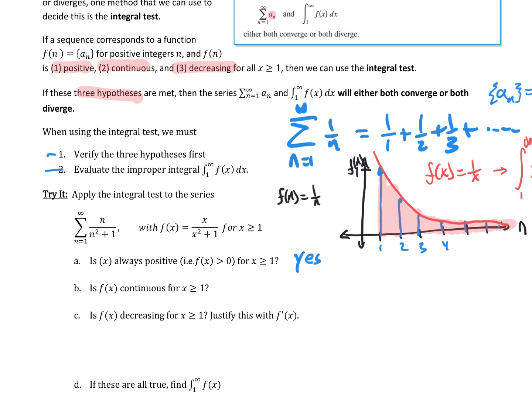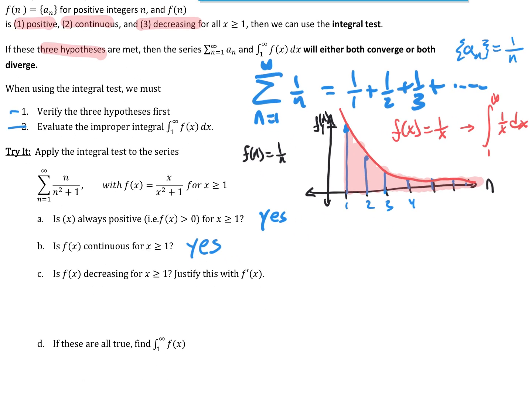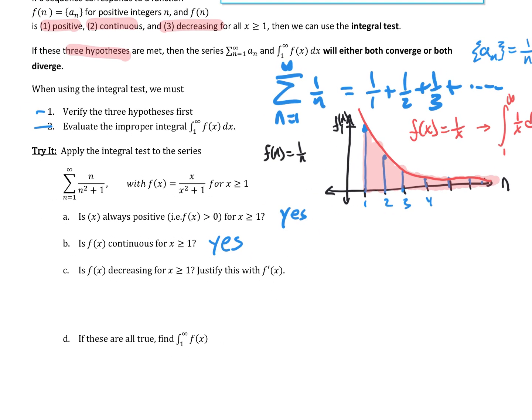Is it continuous for all values greater than 1? Well, is there any value that will make the denominator 0? No, there is no value. So yes, it will be continuous. It's continuous for all real numbers, in fact. And lastly, is it decreasing for x greater than 1? Well, we can justify this by finding the derivative. So let's go ahead and do that.